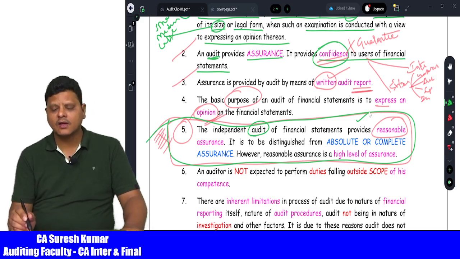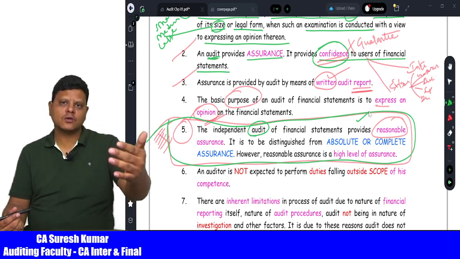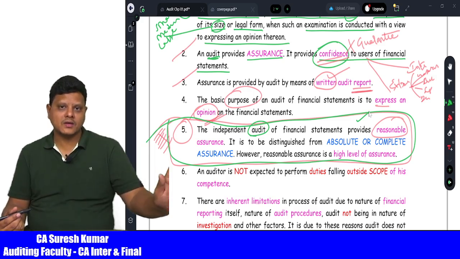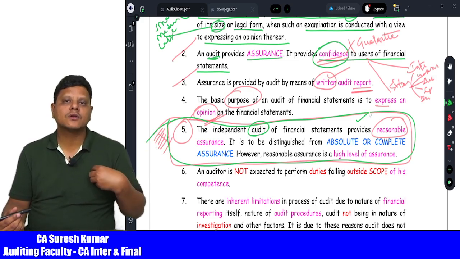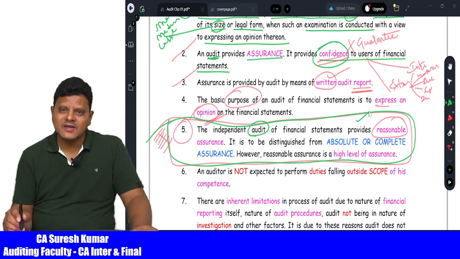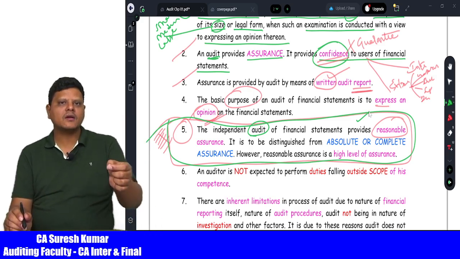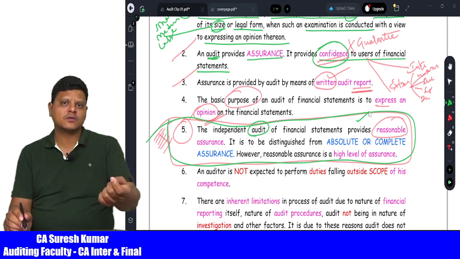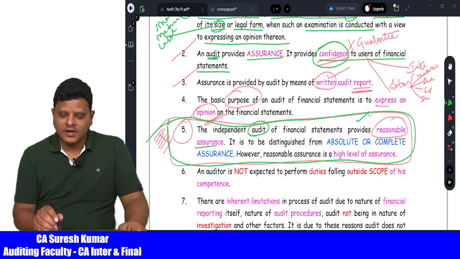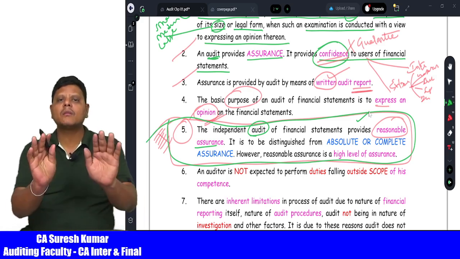Audit provides reasonable assurance. When I am giving confidence to the users, it doesn't mean I have given 100% assurance. I have given reasonable assurance. So whenever the auditor gives the opinion, I have given confidence to the users. What kind of confidence am I giving? Reasonable confidence. It is to be distinguished. Whenever you say reasonable, how should you understand? I am giving minimum assurance.